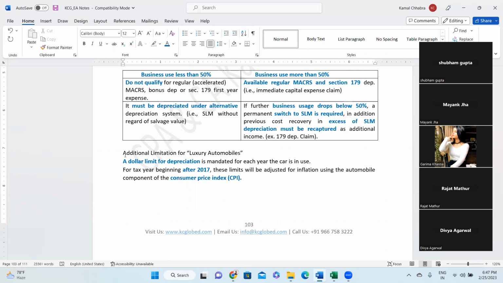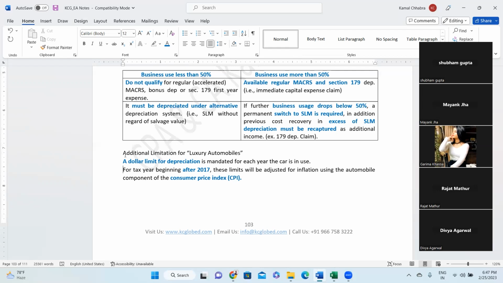A dollar limit of depreciation is mandated for each year the car is used. So in that case, if you are using a luxury car, there is a certain dollar limit up to which you can claim the depreciation. Let's assume you have purchased a $250,000 sports car, right? So, like the IRS says, you won't be using it for business purposes, right? You'll be enjoying it for your luxury. So maximum depreciation is being allowed up to certain limits.